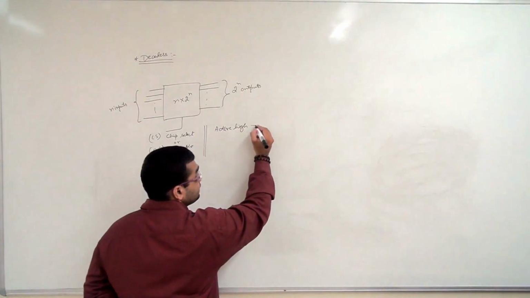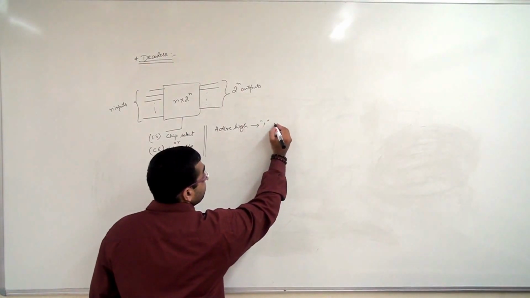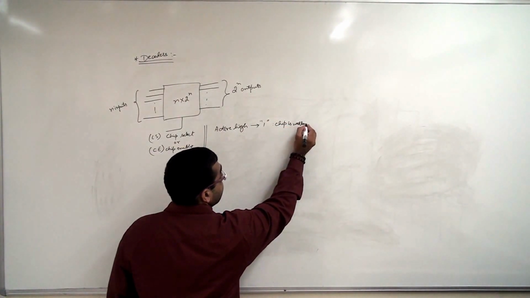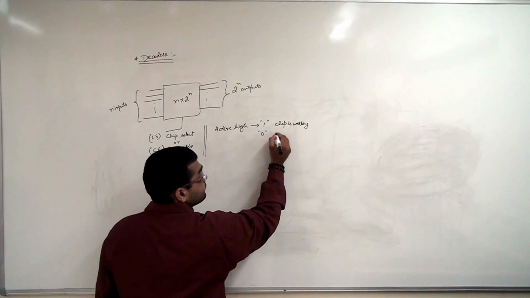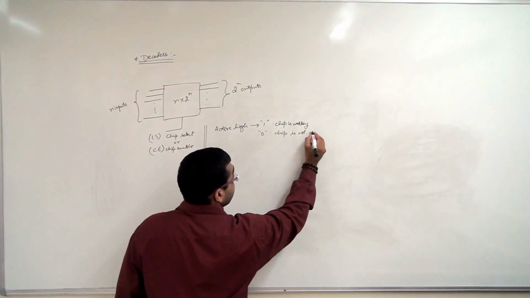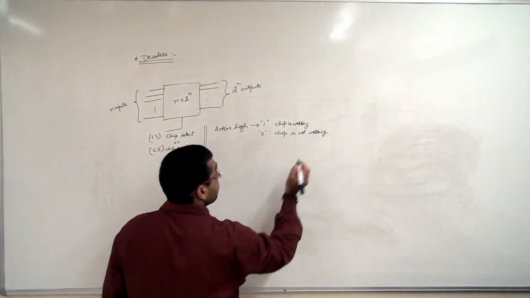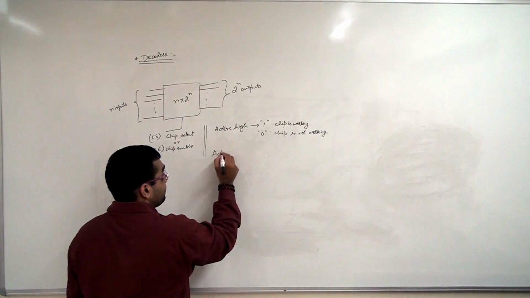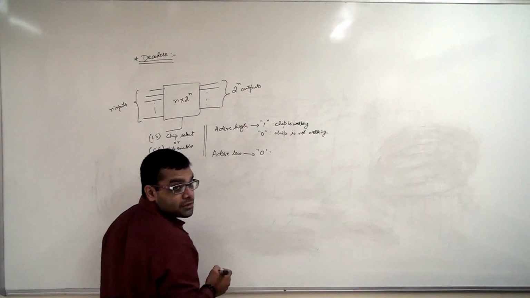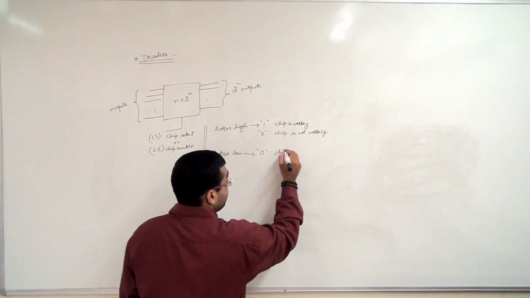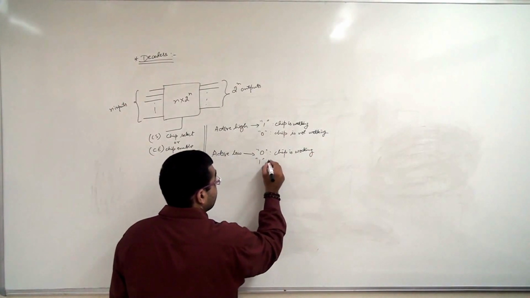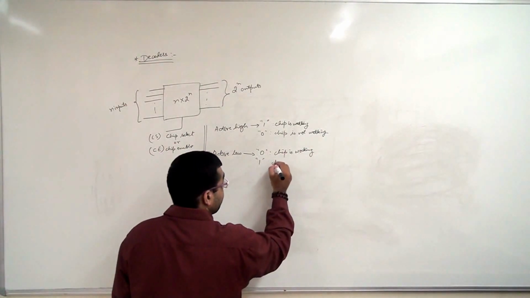Active high means a 1 means the chip is working, zero means the chip is not working. Active low is the opposite. 0 means the chip is working, and 1 means the chip is not working.